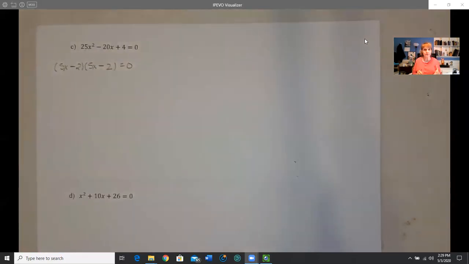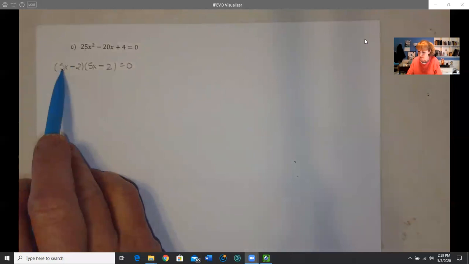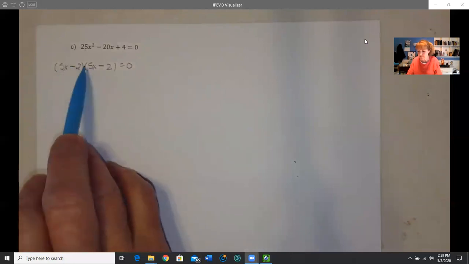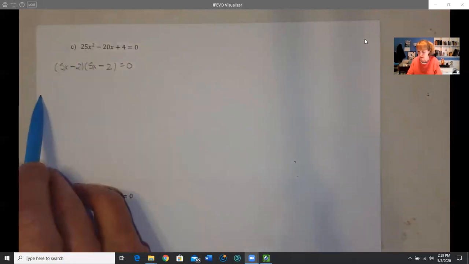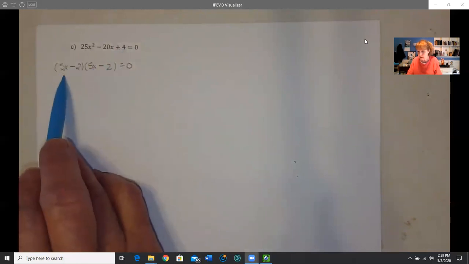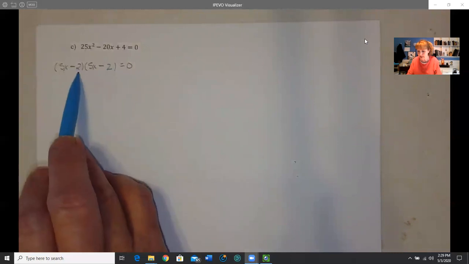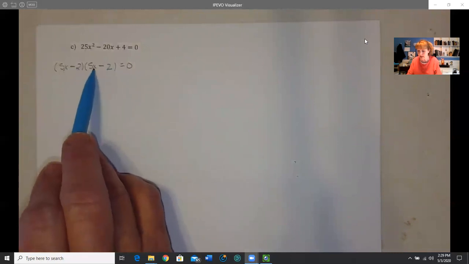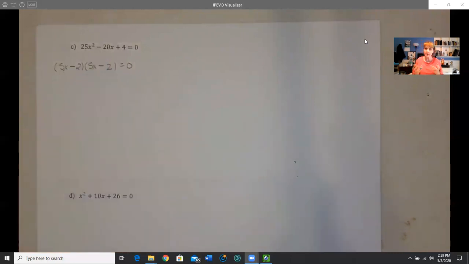And then check it using my FOIL method. Well, we get 5x times 5x is 25x squared. -2 times -2 is +4. The outside, -10x and -10x is -20x. So it does work out, you could factor it.